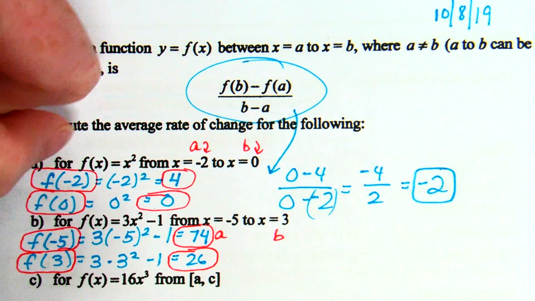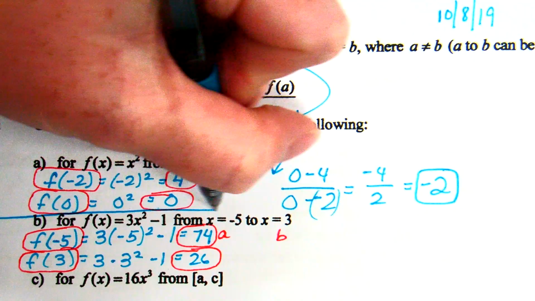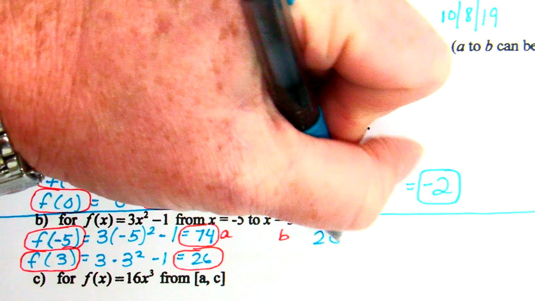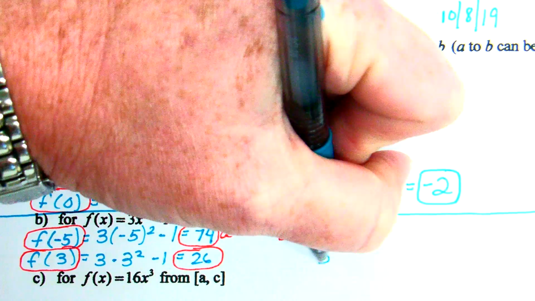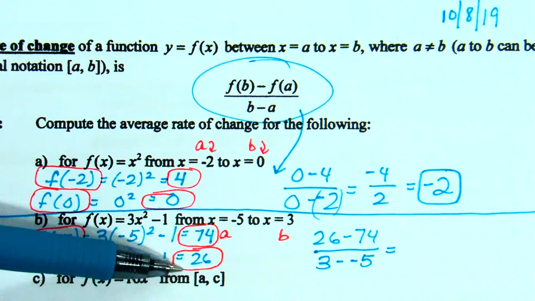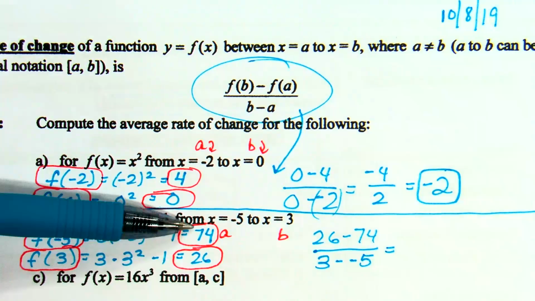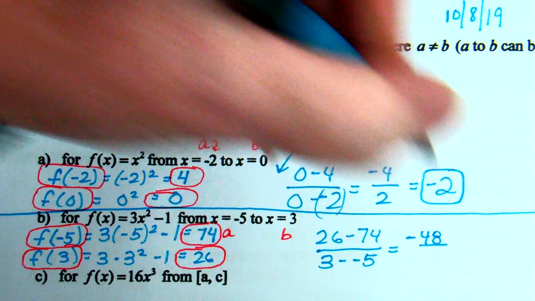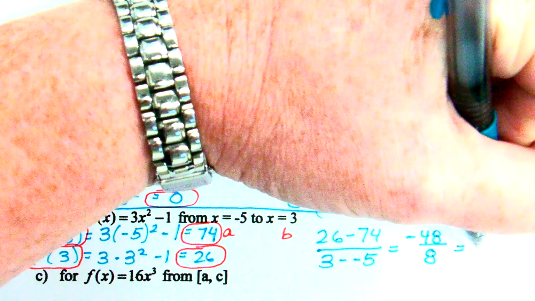Can you set up your fraction for average rate of change then? Okay, I can go with that. 26 minus 74 is f of b minus f of a, and then b minus a is 3 minus negative 5. 26 minus 74 is negative 48. 3 minus negative 5, 3 plus 5 is 8. Negative 48 divided by 8 is negative 6.